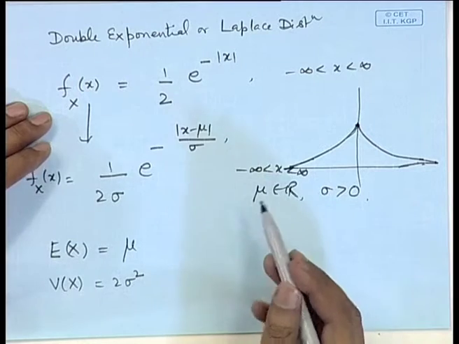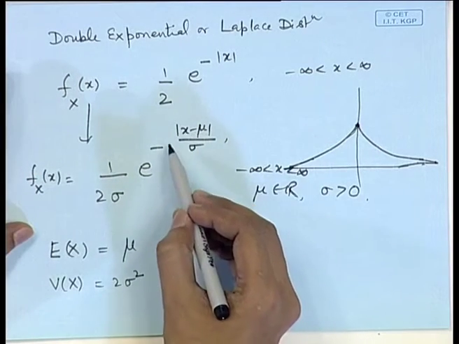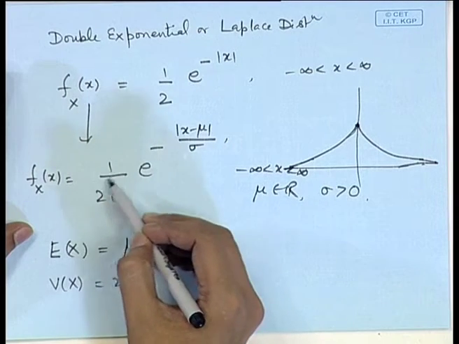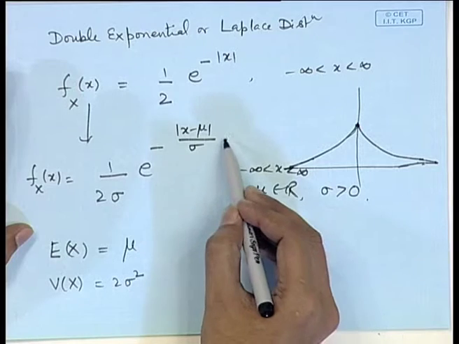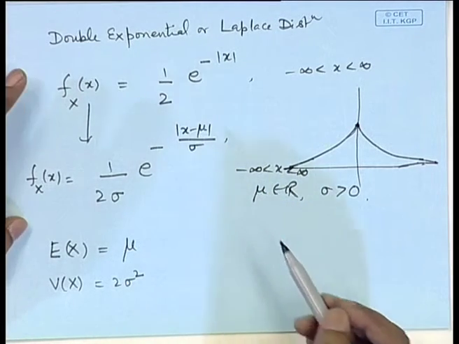The moment generating function of this distribution will exist, because if we are looking at the expectation of e to the power tX, then it is the integral of this term into e to the power tX. So, it will exist for values of t in a suitable range.